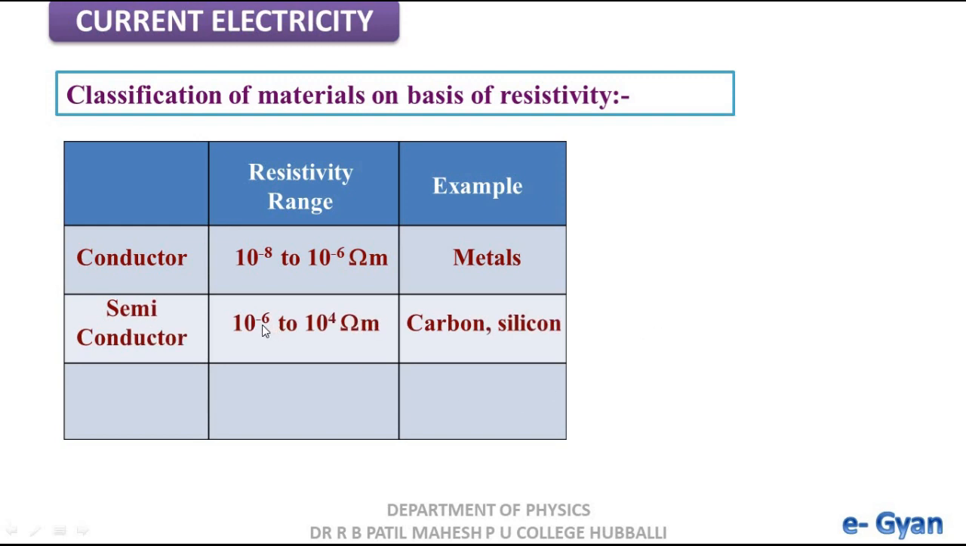Semiconductors: the range of resistivity lies between 10 to the power of minus 6 to 10 to the power of 4 ohm meter. Examples are carbon, silicon and germanium. Insulators: resistivity lies between 10 to the power of 5 to 10 to the power of 16 ohm meter. Examples are rubber and wood, etc. Based on these values, materials are classified into three types: conductor, semiconductor, and insulator.